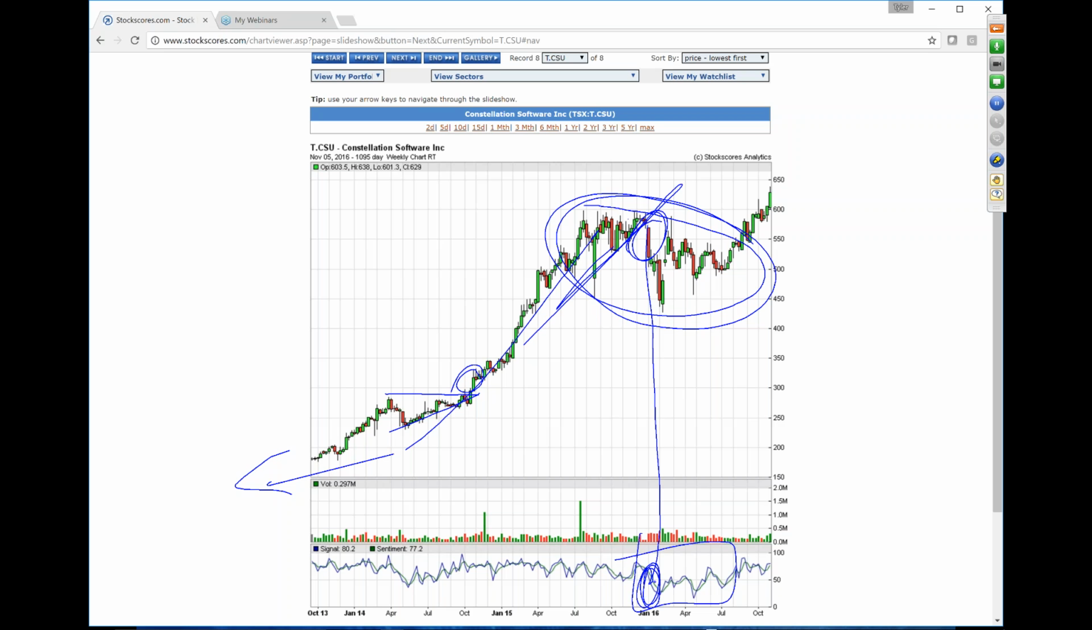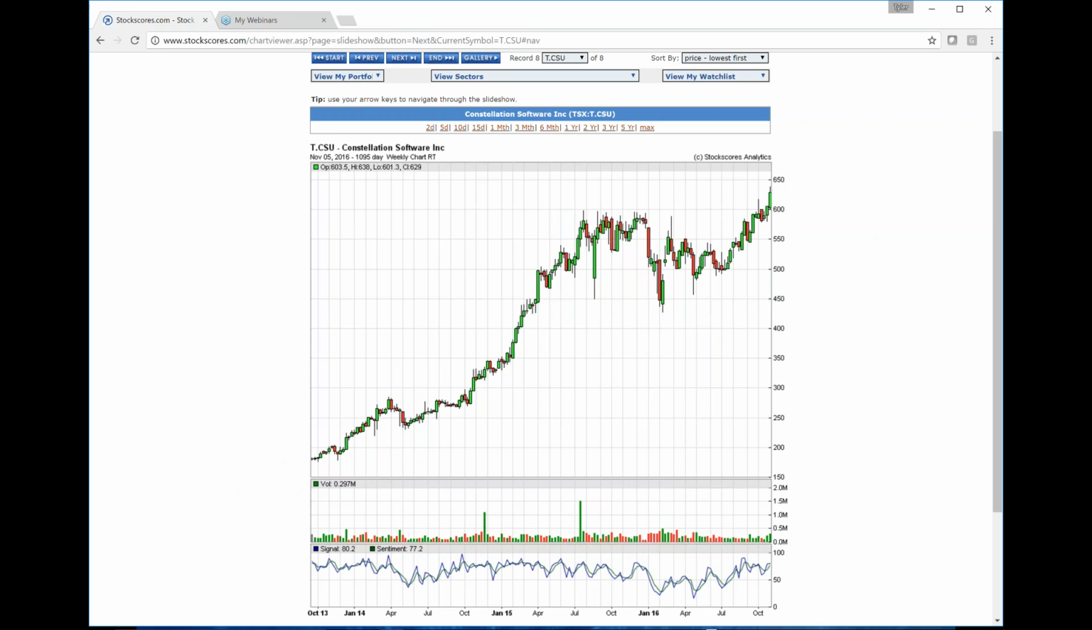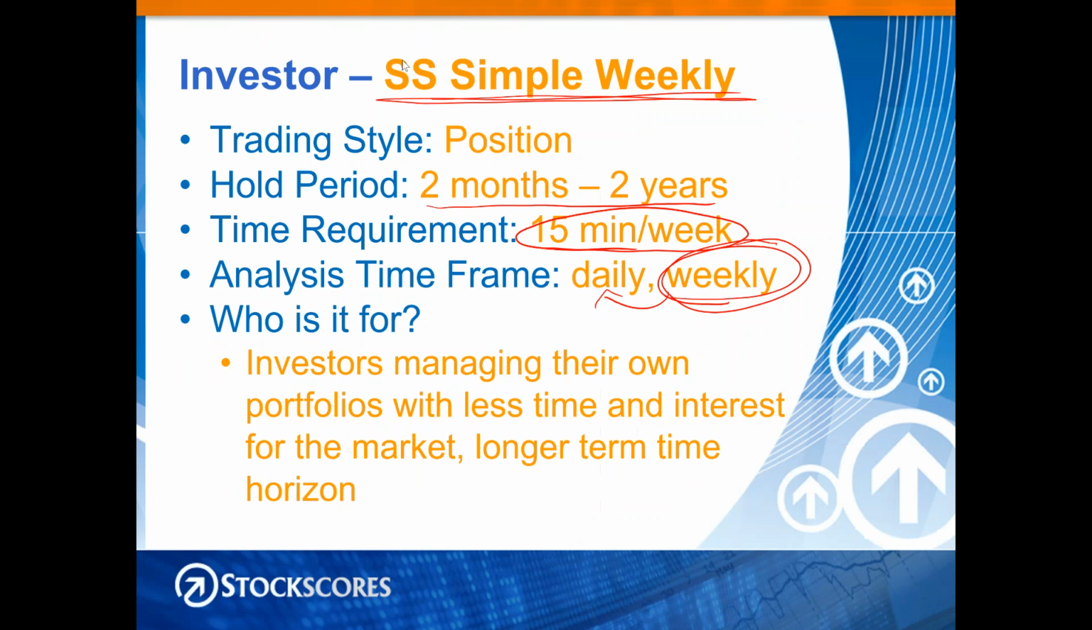See that? So I designed the stock scores to evaluate chart patterns, and when those scores start to drop below 50, that's usually a sign that the momentum is reversing. All right? Okay. So that was all for that scan, and that's the Stock Score Simple Weekly.